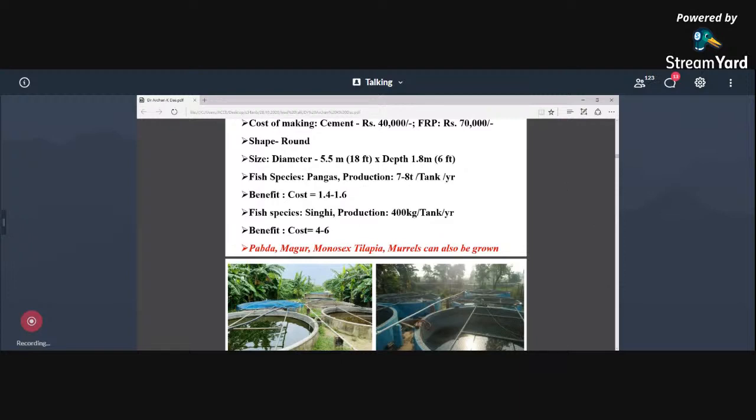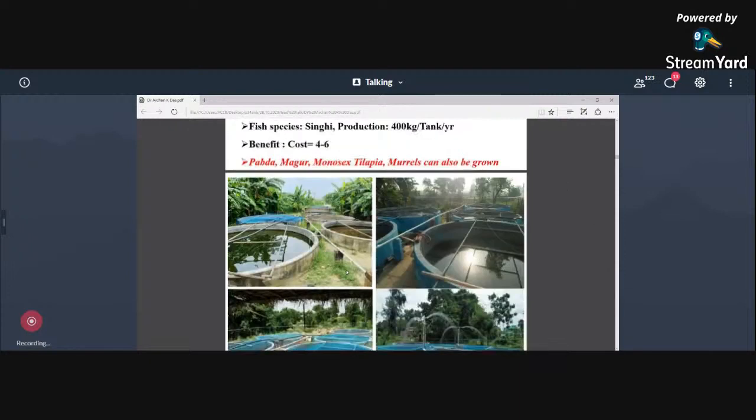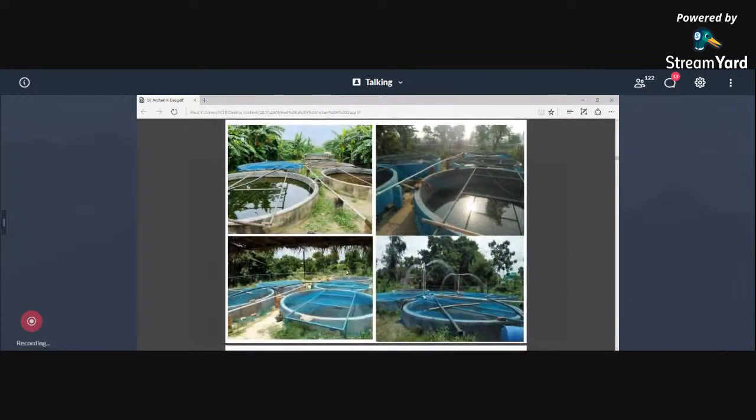So these are the tanks being operated virtually in the area of Bihar, with 3 to 4% underwater.